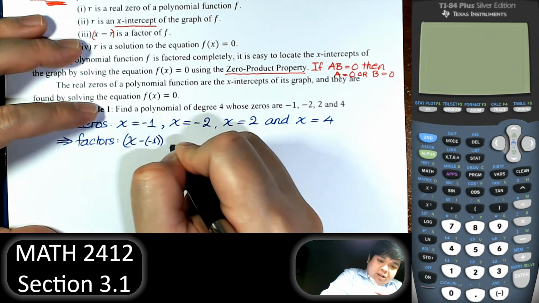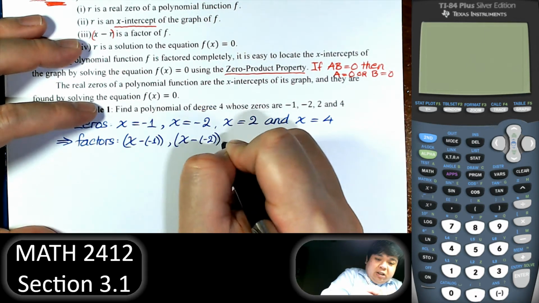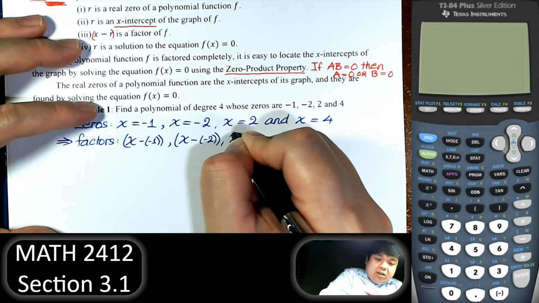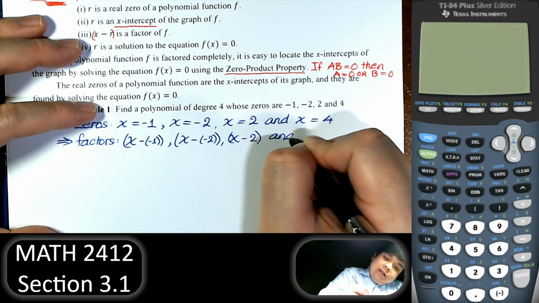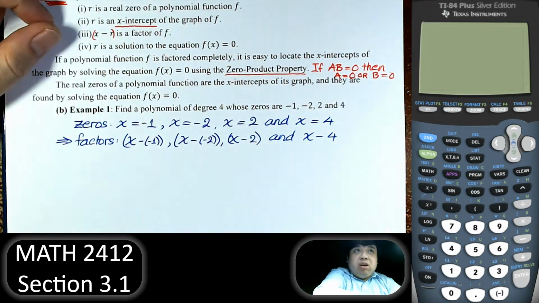X minus -2 is a factor. X minus 2 is a factor. And x minus 4 is a factor. If it is a number, x minus that number is a factor.